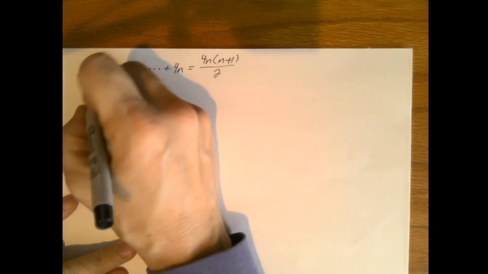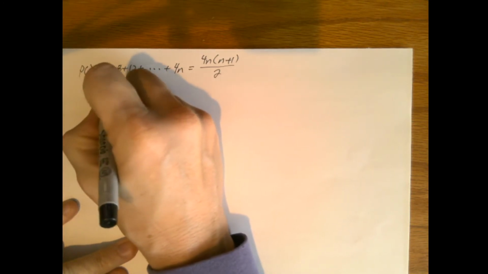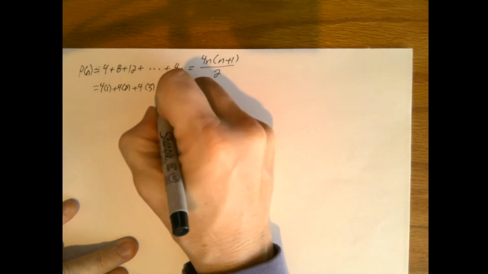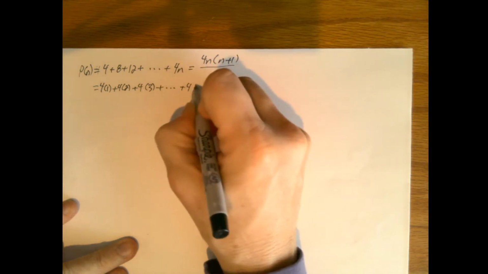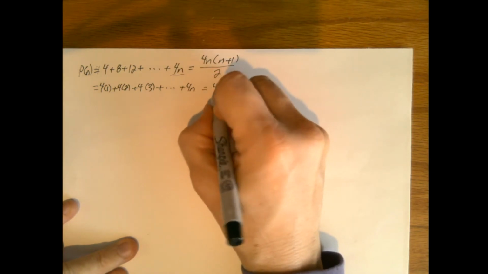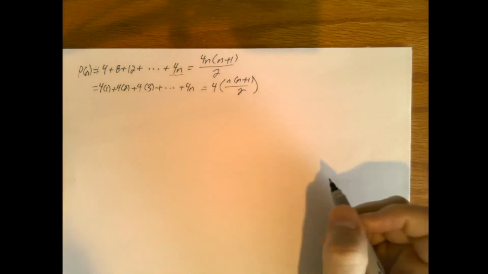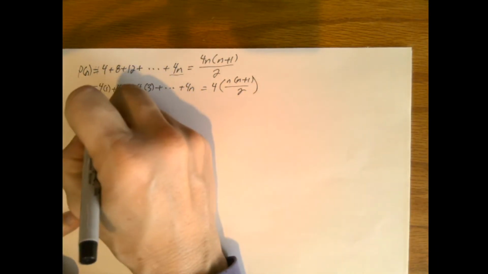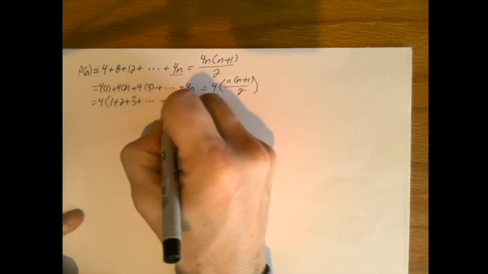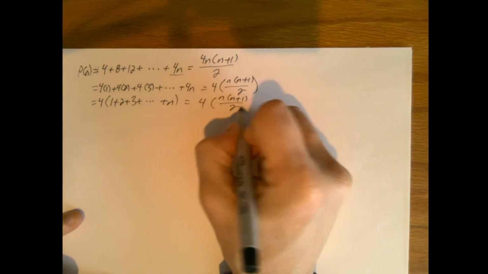Well, if I look at this part right here, then this is equal to 4 times 1 plus 4 times 2 plus 4 times 3 plus dot dot dot plus 4 times n, which we already had, and this is sort of a giveaway, which is equal to 4 times n plus 1 divided by 2. So this right here I really could think of as this: 4 times 1 plus 2 plus 3 plus dot dot dot plus n is equal to 4 times n plus 1 divided by 2.